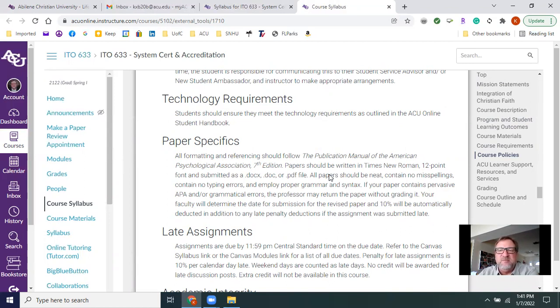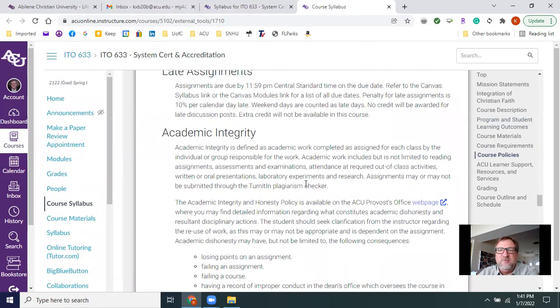Paper specifics: we follow the APA 7th edition. Make sure you're following that, including your citations. Late assignments: hopefully, we don't run into late assignments, but there is a 10% penalty per calendar day for any late assignments. Hopefully, you submit your assignments on time.